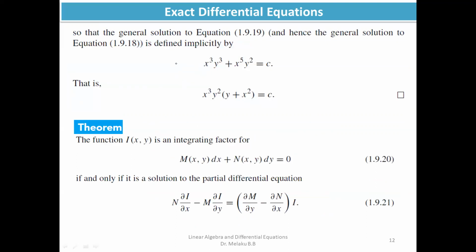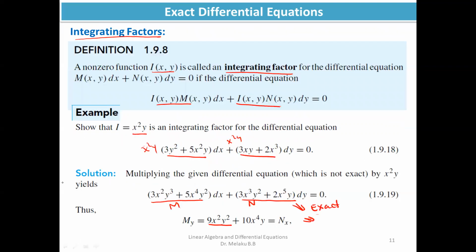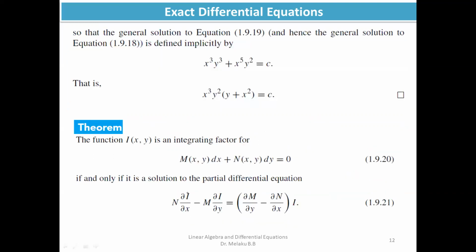So if it is exact, the solution is easier. From these equations, we can find the potential function. We know that the potential function set equal to C is considered the general solution.